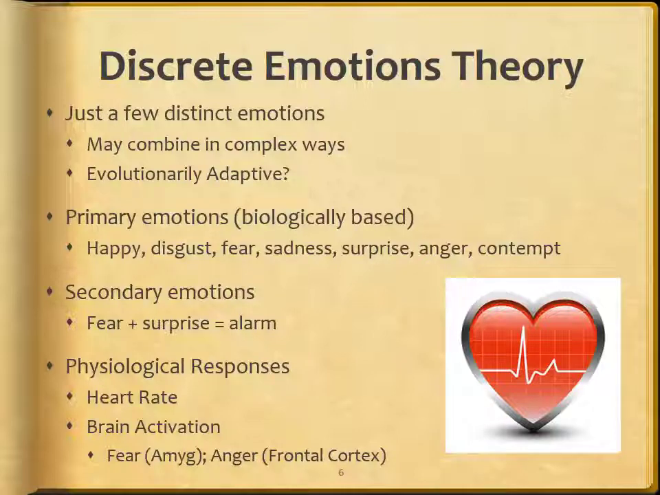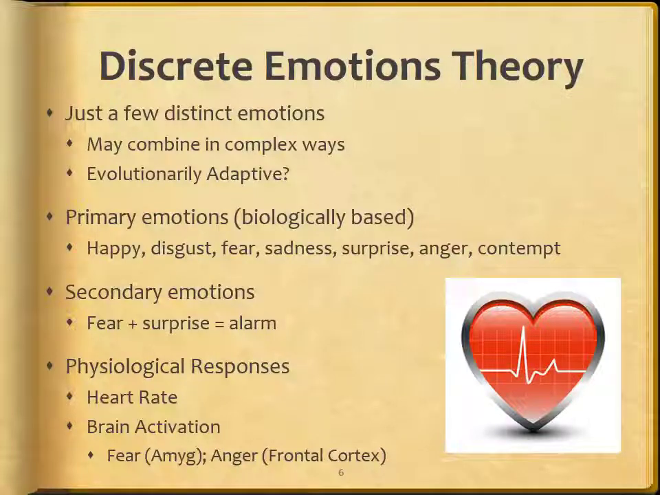We also know that we do have different physiological responses depending on the different emotion that you're experiencing. So for example, when you're angry, you experience an increase in heart rate. We also have different parts of the brain being activated depending on the emotion being experienced. So for example, when a person experiences fear, the amygdala is highly active. And when a person experiences anger, the frontal cortex is highly active.